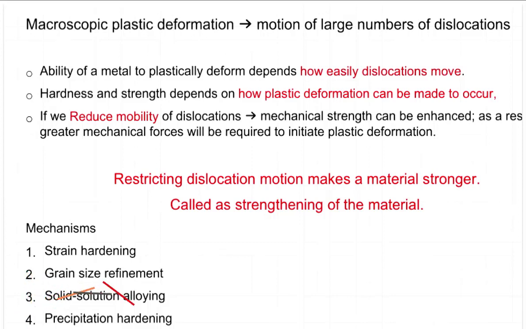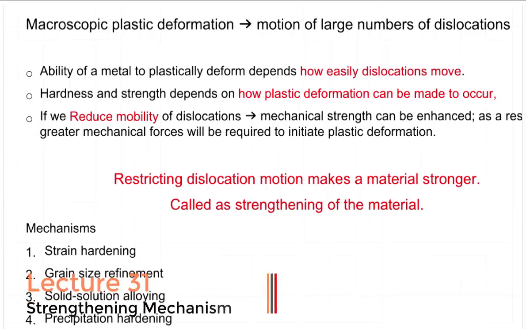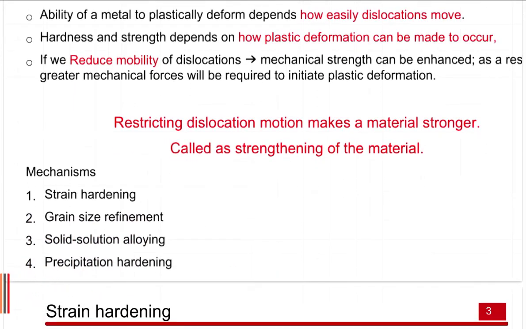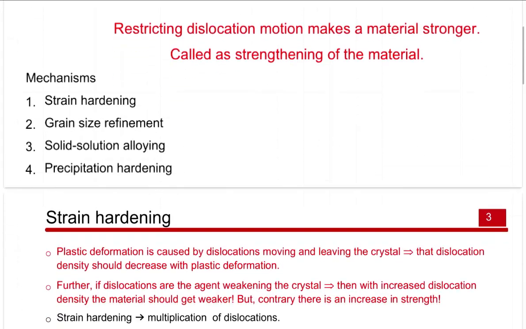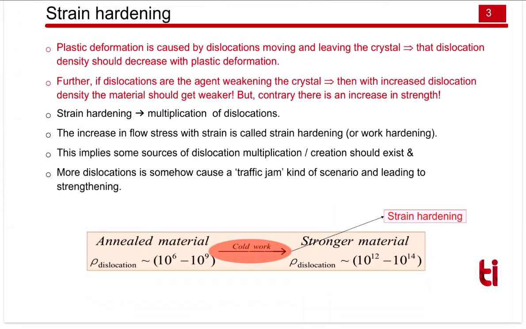This is how you can change one of the properties, that is strength, by doing microstructural modifications. So there are four different kinds of mechanism. One is strain hardening, second grain size refinement, third solid solution alloying, and fourth precipitation hardening. Now we will discuss one by one.